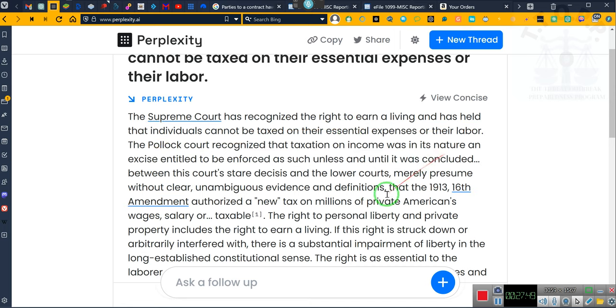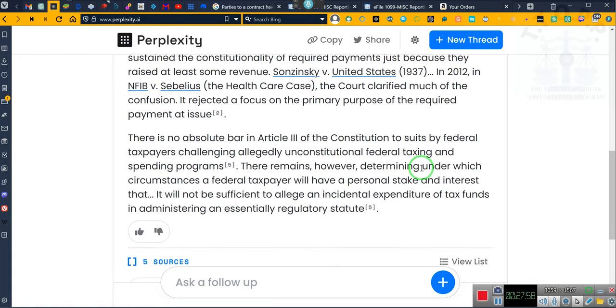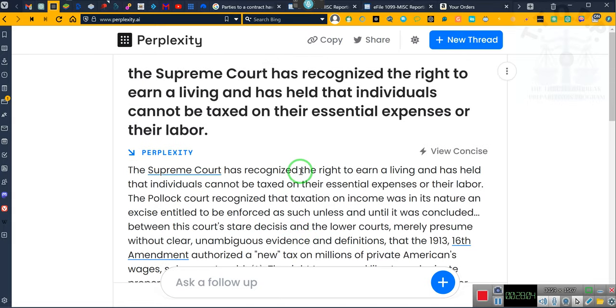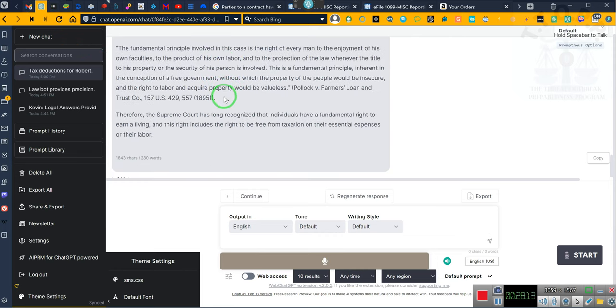The fundamental principle involved in this case is the right of every man to the enjoyment of his own faculties, to the product of his own labor, and to the protection of the law whenever the title to his property or the security of his person is involved. This is a fundamental principle, inherent in the conception of a free government, without which the property of the people would be insecure, and the right to labor and acquire property would be valueless.